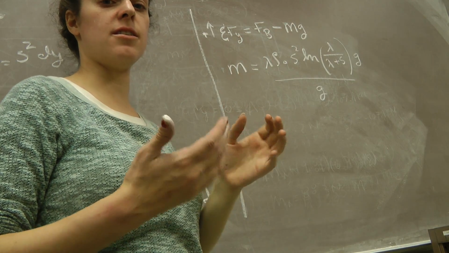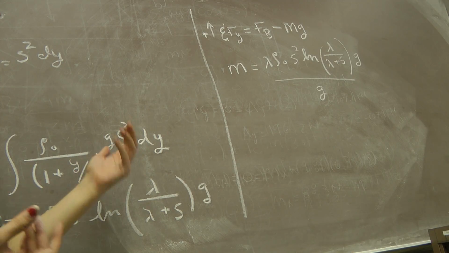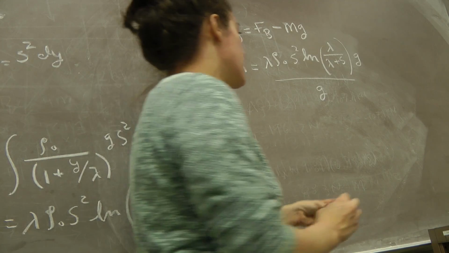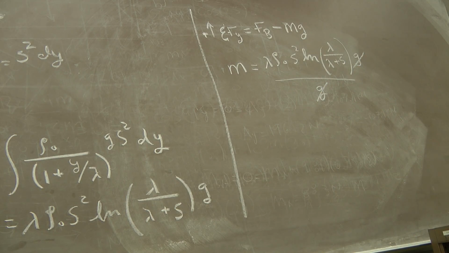And the buoyant force is equal to the weight. And so we're able to solve for the weight. And then you would just divide through by gravity. I just did this so that I could finish it up. The gravities cancel, and that's your final answer. Okay?